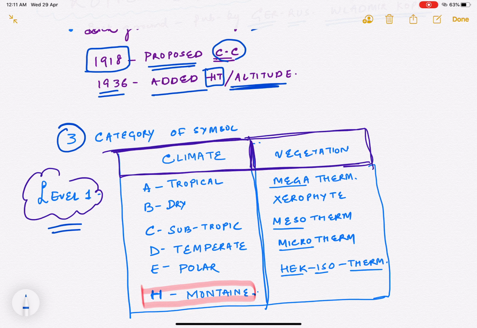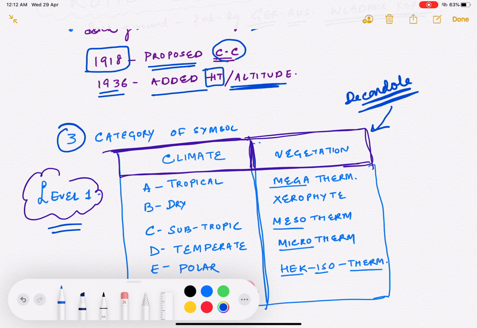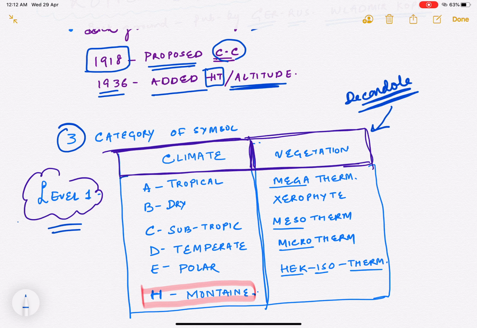This is the level one. This level one symbol he basically borrowed from De Candolle. Who is De Candolle? He was the first to give a classification of the climate. His classification was of the genetic category, and it was based upon the vegetation. But what did Koppen take? Koppen was inspired by De Candolle, but apart from taking vegetation, he took climate into consideration.